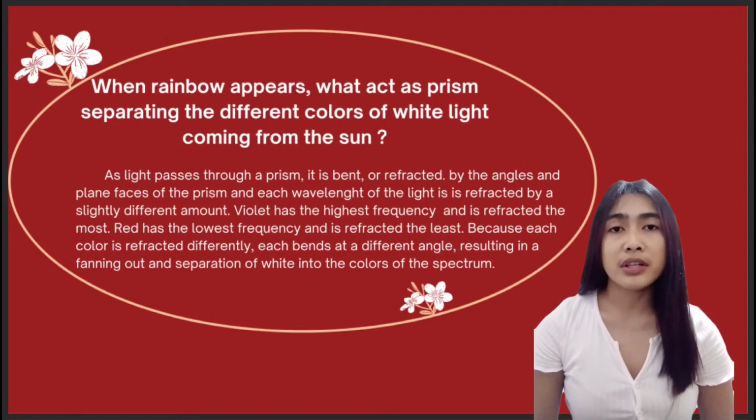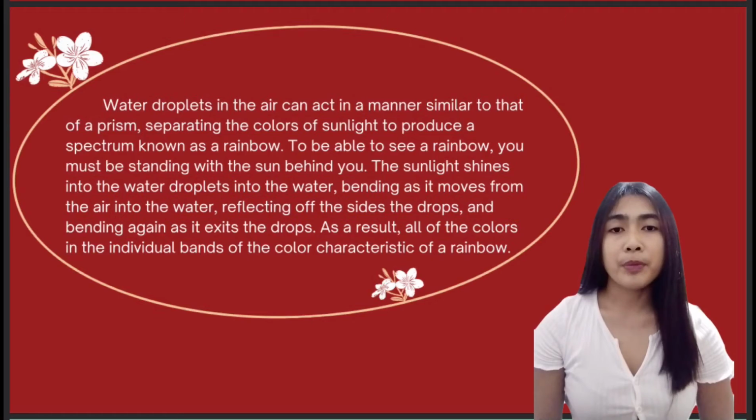Because each color is refracted differently, each bends at a different angle, resulting in a fanning out and separation of white light into the colors of the spectrum. Water droplets in the air can act in a manner similar to that of a prism, separating the colors of sunlight to produce a spectrum known as a rainbow.